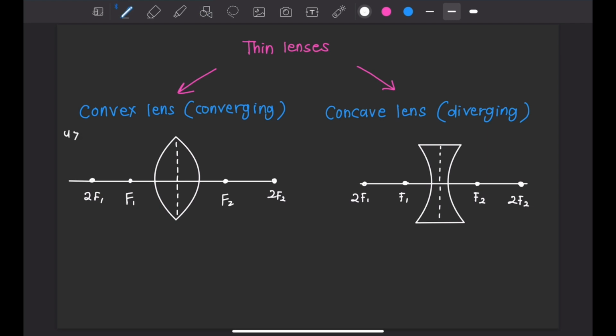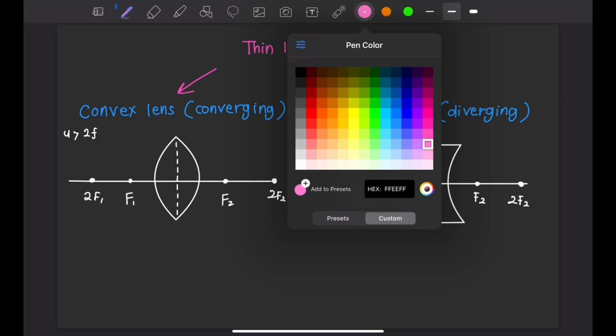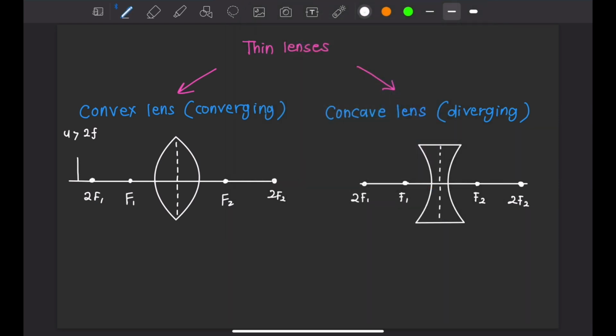So let's draw the ray diagram. So for the object distance is greater than 2f, let's say this is our object, and the first ray goes straight, and then you go through the focal point 2. So this is our first ray. And then for the second ray, so let's use orange, you go straight to the very center of the lens. You make sure you use your ruler until you get it right. And this is our second ray.